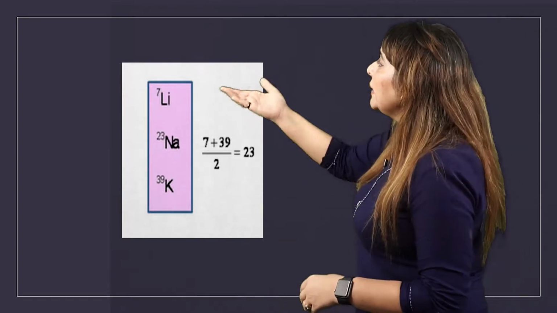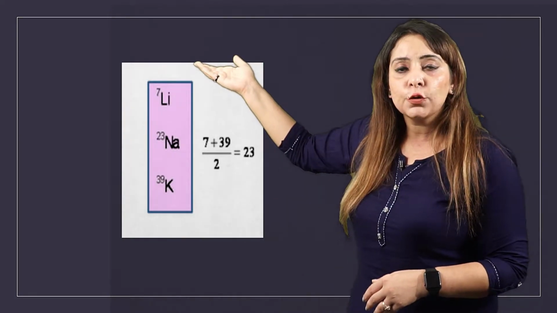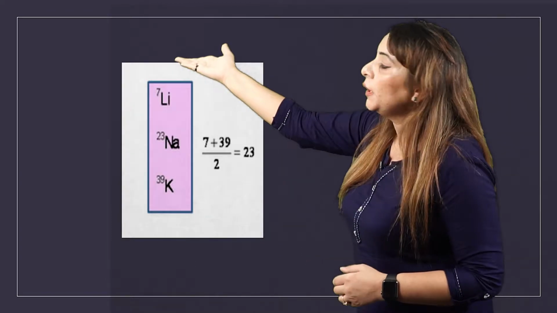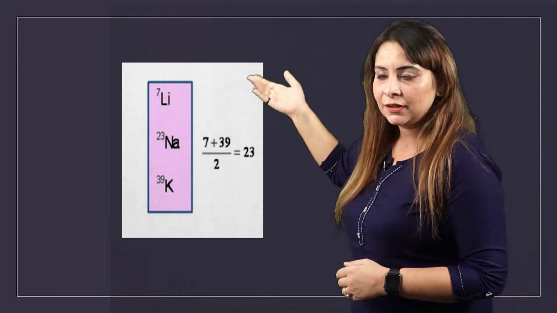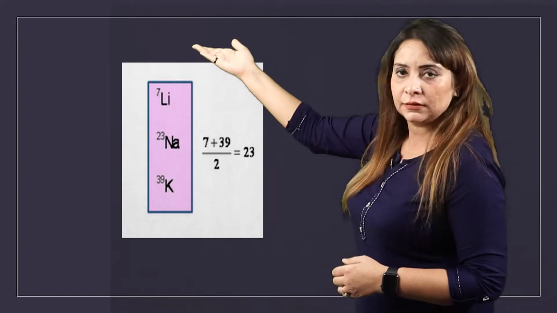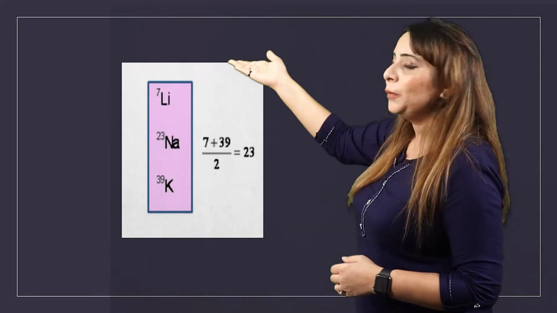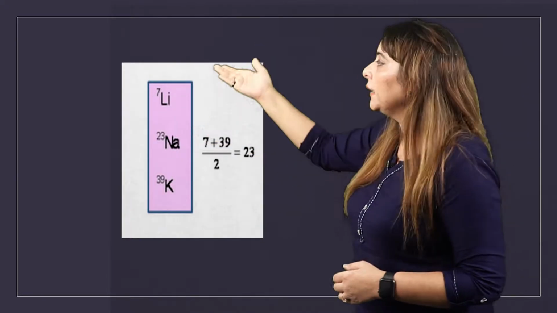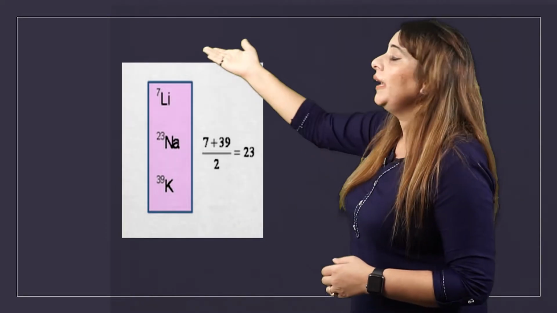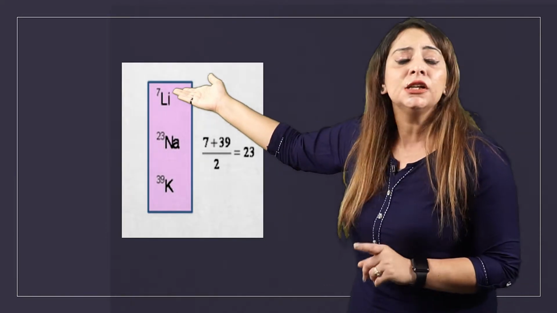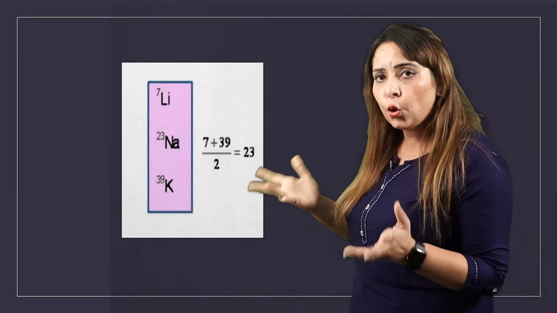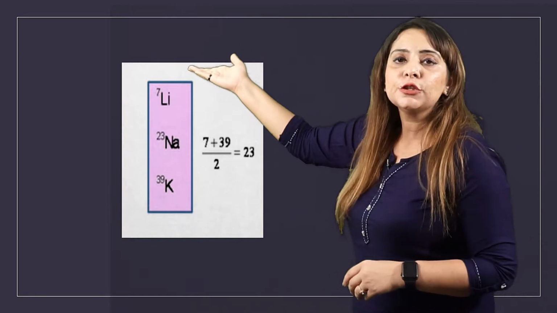So when he did so, coincidentally, the atomic mass of the middle element was equal to the arithmetic mean of the atomic masses of the first and third elements. If you have 7, the atomic mass of lithium, and you add 39, the atomic mass of potassium, and take the arithmetic mean, it comes out to be 23. And 23 is the mass of the middle element, sodium. Got it?